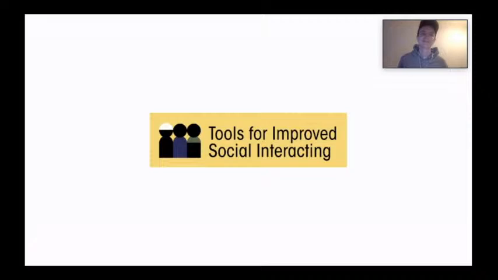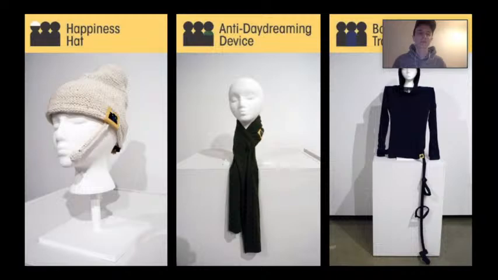Anyway, so there was also the anti-daydreaming scarf that would detect if I was trying to talk to someone and then vibrate violently around the neck to keep me paying attention to them. And a body contact training suit that would help improve my casual body contact. And I used this DIY aesthetic to try and suggest that anyone could make these devices to help themselves fit in. So it was really one of my first attempts at using code or using electronics in a social way.